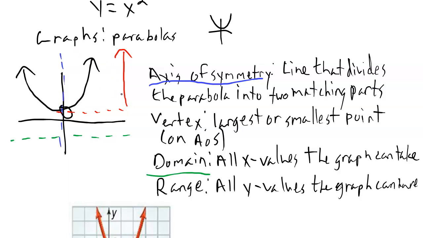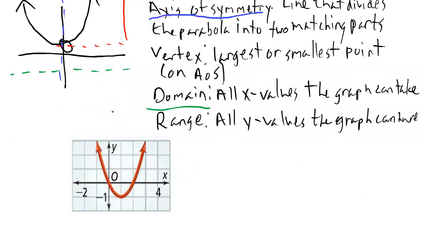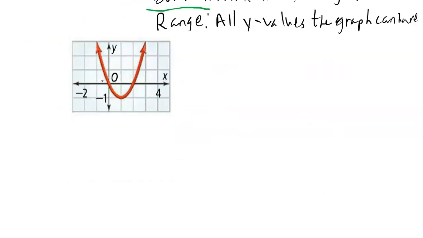Let's do a bit of a practice here. We'll go through an example, a refresher, which is what we have here. We're going to look for the axis of symmetry, the vertex, and the domain and range.